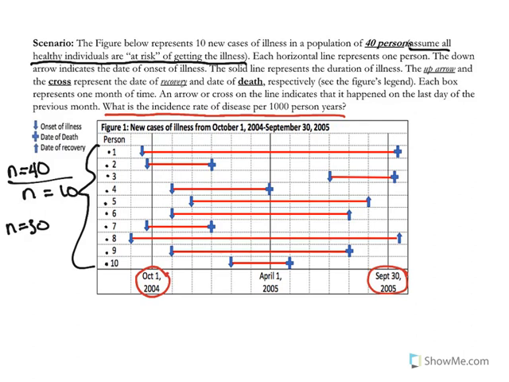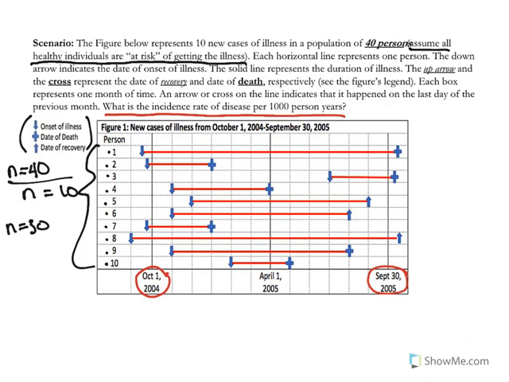And the down arrow, and we're going to look here at this legend, indicates the date of onset of illness. So if there's a down arrow, that means somebody got sick. The solid red line across the figure represents the duration of the illness. So essentially somebody was sick during that time period that the line is red. And the up arrow indicates the date of recovery, so somebody recovered from the disease after they were sick. And the cross indicates a date of death. So if somebody has a cross, that means they died on that date.